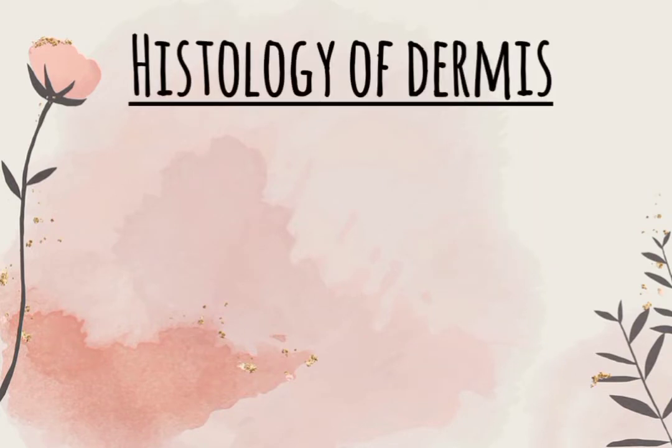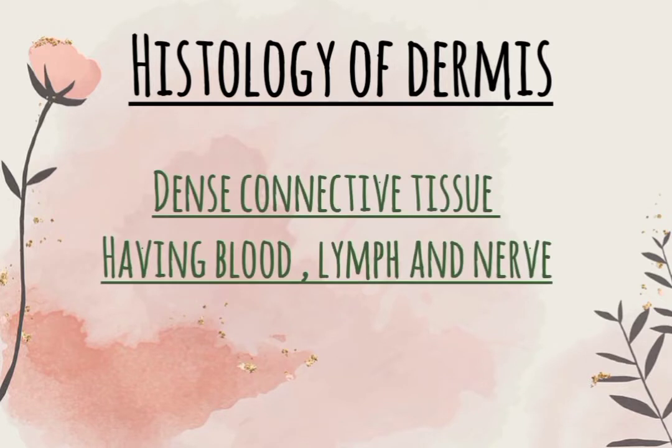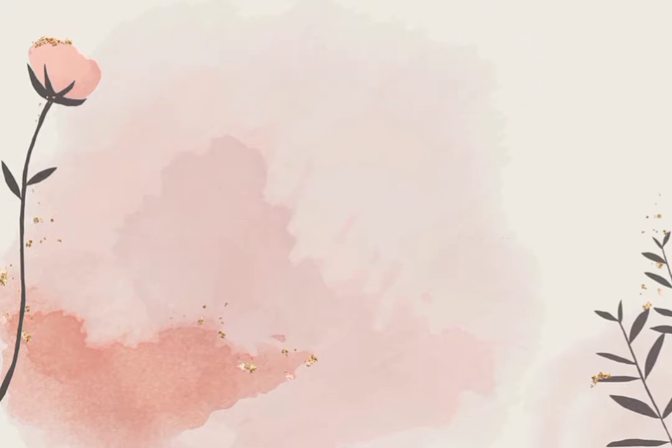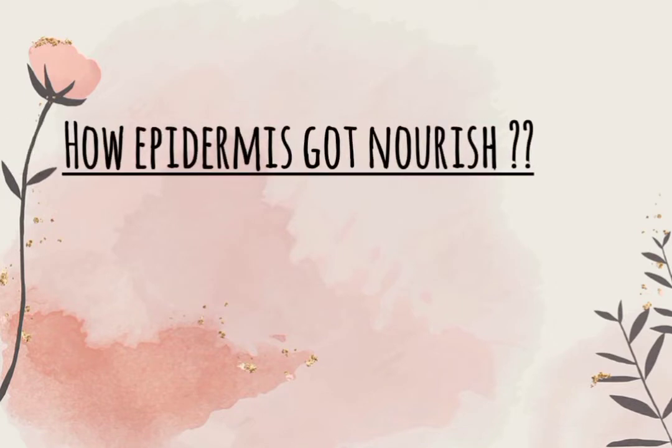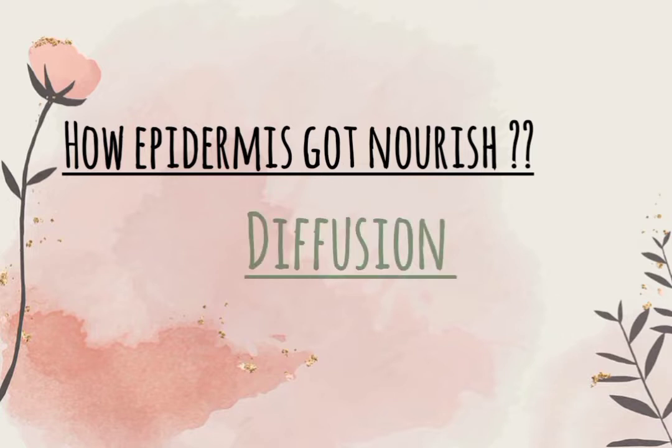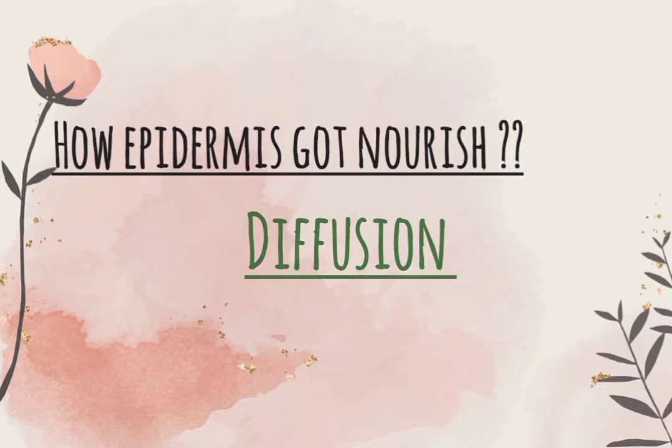Now if we talk about the histology of the dermis, the dermis is composed of dense connective tissue containing many blood vessels, lymphatic vessels and nerves, while the epidermis is free from blood supply and free from innervation. So you should be wondering how the epidermis gets nourishment from the body while it doesn't have blood vessels in it. The answer to this question is that the deepest cells of the epidermis are connected with the dermis, so they get nourishment from the dermis by the process of diffusion. It is a very important question often asked by teachers, so you should remember it.